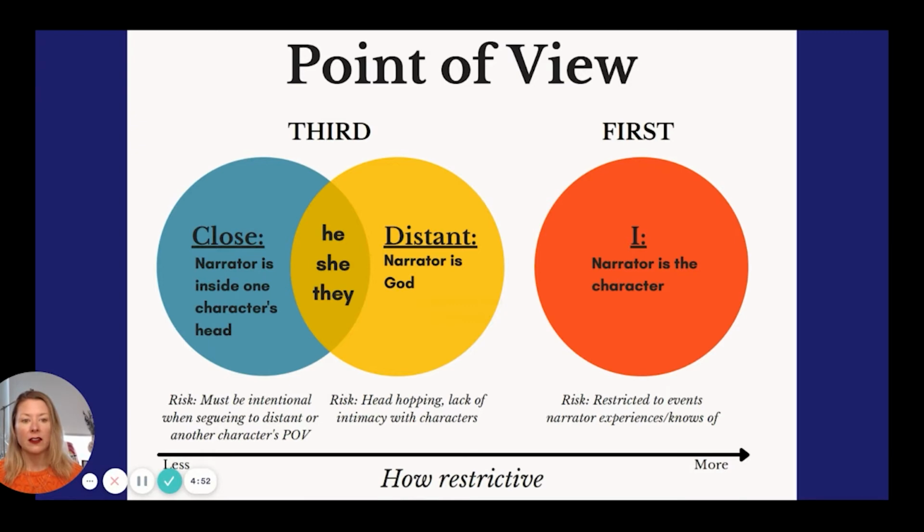It can cause you to lose some authority as the storyteller, as the narrator, if they don't trust that you are keeping them anchored to what's going on. And so that's a risk. And with close third, I think the biggest risk there is when you want to segue between characters. So just because you're writing in close third doesn't mean that you can't write in close third among several characters.